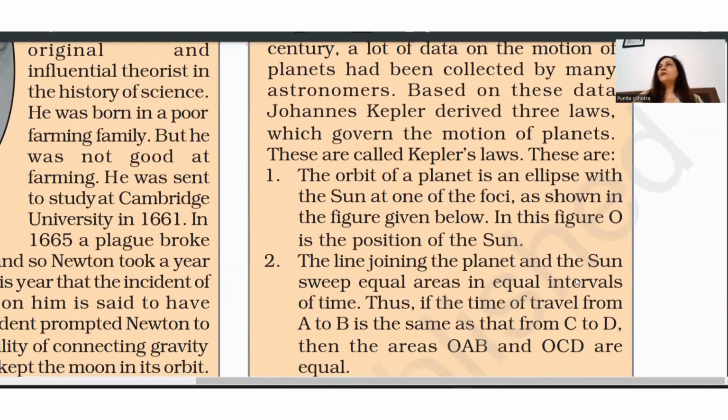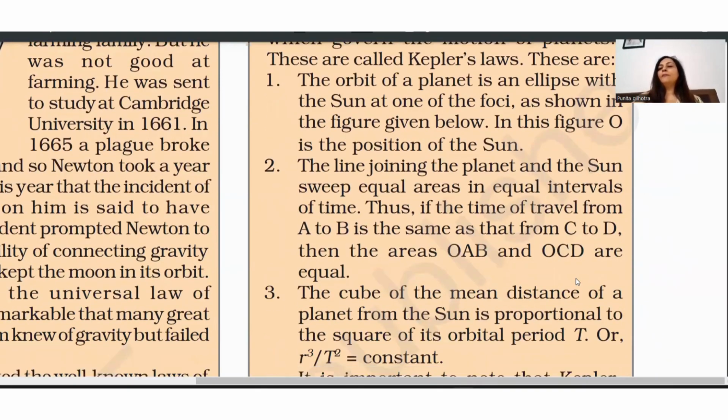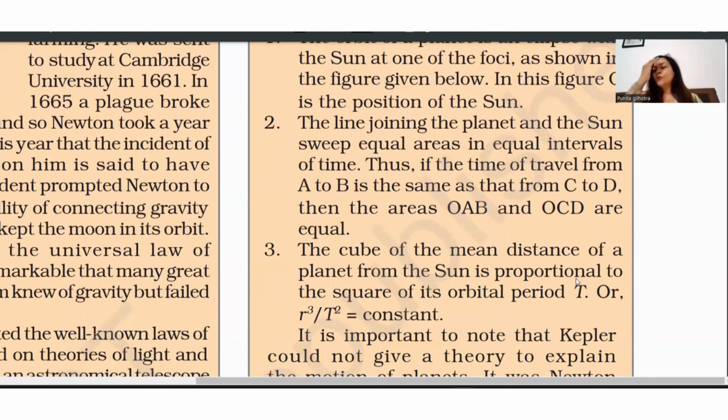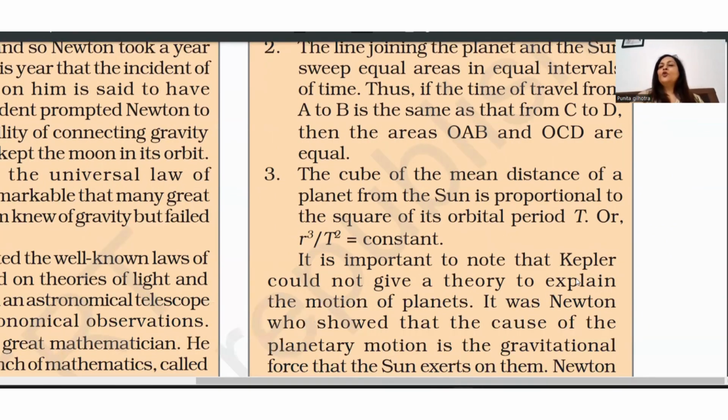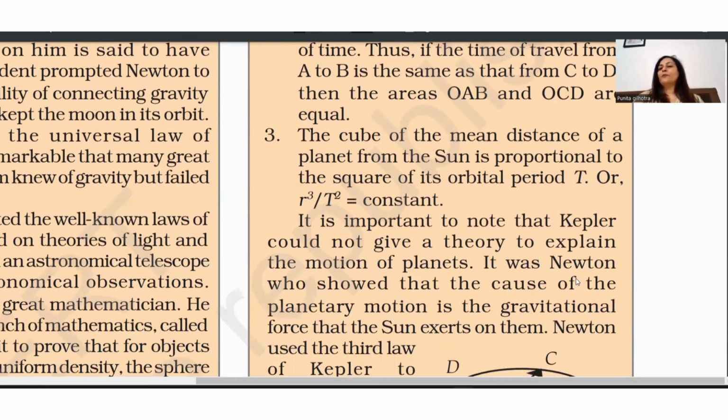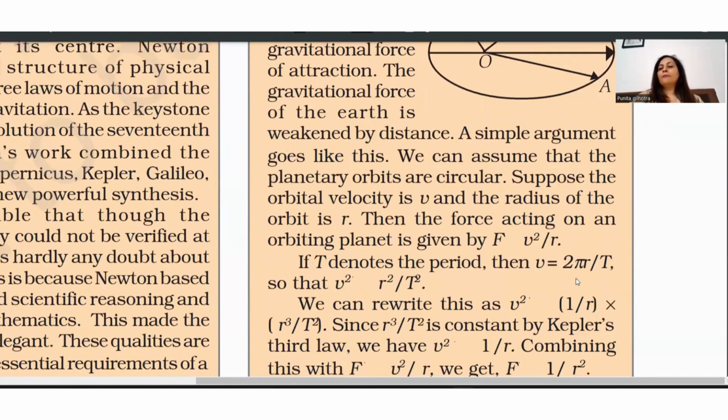Now there is a scientist known as Kepler who has given laws, Kepler's laws. The orbit of a planet is an ellipse with the sun at one of the foci. Now there is a difference between a circle and an ellipse. A circle has only one center, whereas an ellipse, like an egg, has two foci. The line joining the planet and the sun sweeps equal areas in equal intervals of time. Then the cube of the mean distance of the planet from the sun is proportional to the square of the orbital period T. R cube by T square is equal to a constant. So these are Kepler's laws.